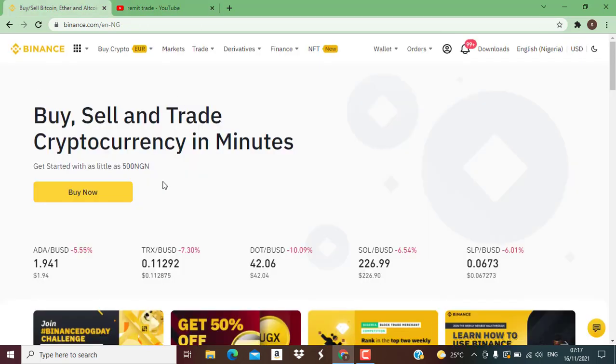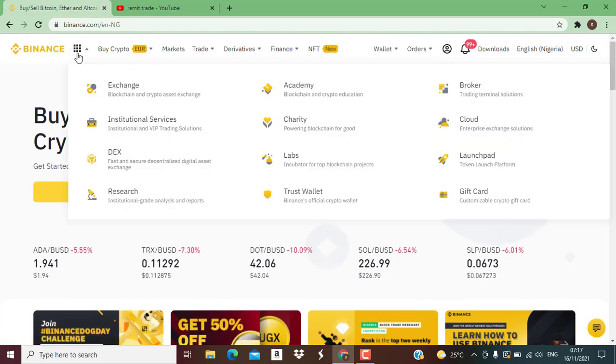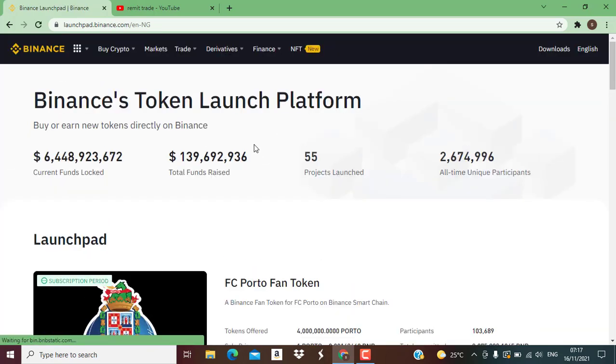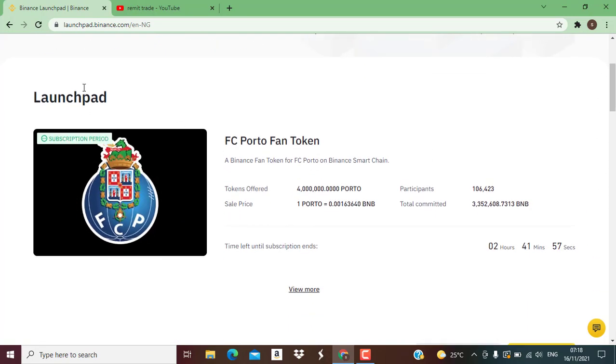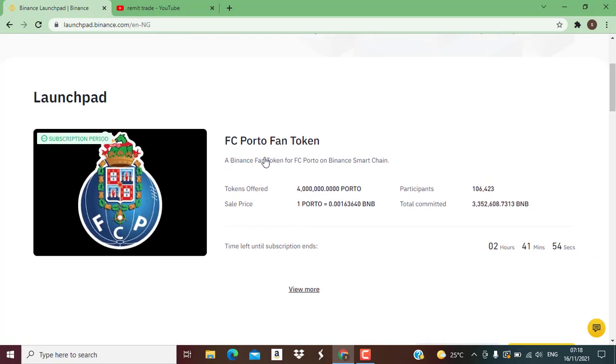If you come right here on Binance, this is the Binance homepage, you go to this area, go to Launchpad. When you come on Launchpad here, you see Binance Token Launch Platform. Right now, we see the Launchpad right here, which is FC Porto Fan Token. And this is a Launchpad going on right now. The subscription period is on, with 2 hours 41 minutes remaining for the subscription period to end.